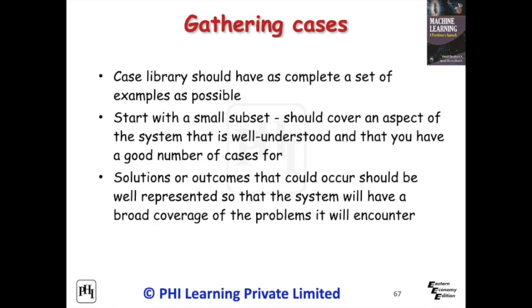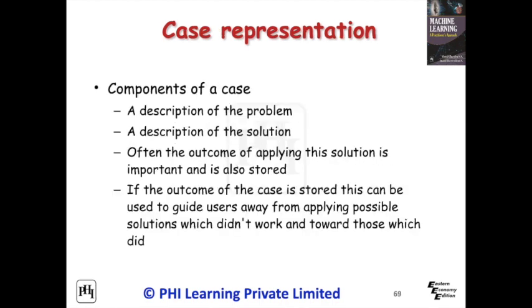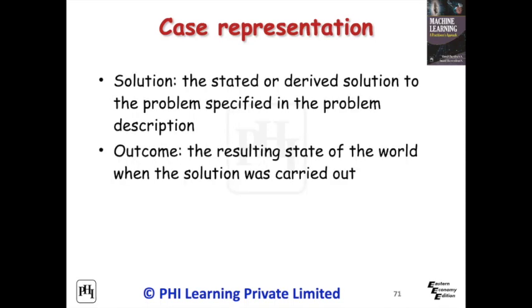This is how a case is represented. Depending upon the domain, the cases can be represented differently. Cases can range from flat lists of features to reasoning processes using object orientation, semantic networks, or neural networks. Components of a case are the description of the problem and the description of the solution or outcome. The problem description has two types: ones that are important in retrieval and ones that are not important in retrieval. The solution is the stated or derived answer to the problem specified in the problem description. The resulting state of the world when the solution was carried out is the outcome.